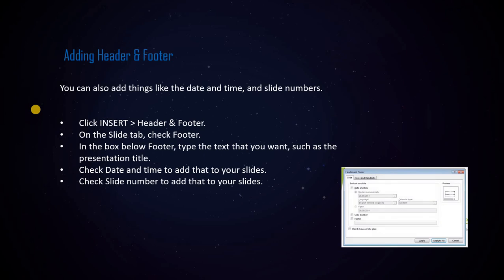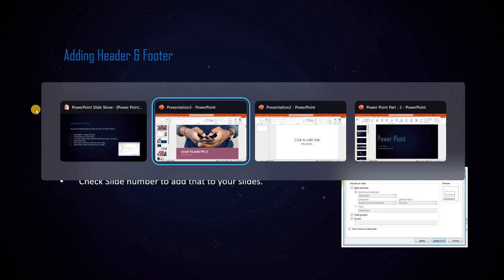Now next is adding a header and footer. Header and footer are important when we are creating a presentation, because you need to show how many slides there will be. You also need to present what the date and time will be. You can also present your company name there in the signature. So no one will use that one.